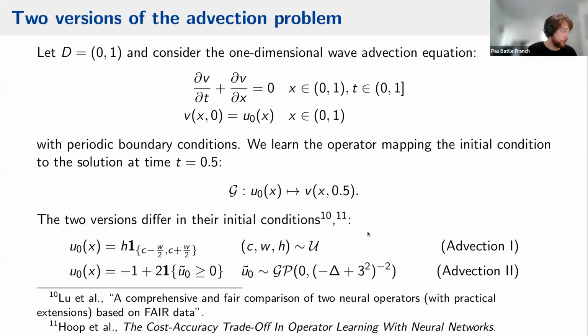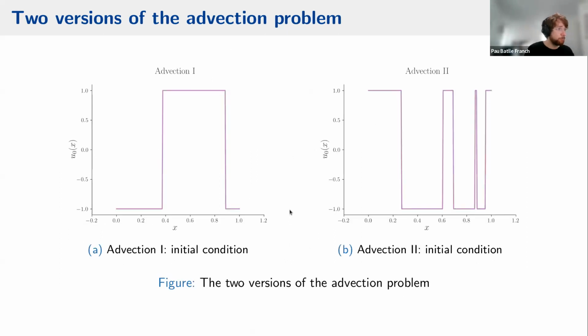U0 is sampled in a different way. And visually, it becomes clear that advection 2 is a much harder problem, because the way the randomness in the initial conditions for advection 1 is set up, there's only going to be one jump in the function. It's going to be a binary function, -1 or 1, with one jump. But advection 2 can potentially have many more jumps, meaning that you're trying to learn the operator in part of function space, which is more challenging.